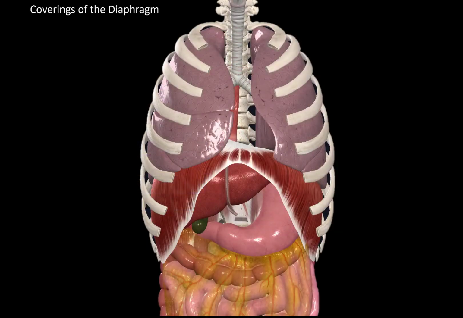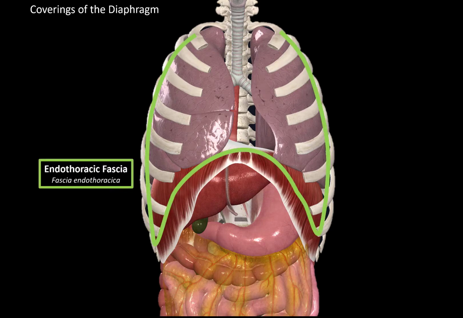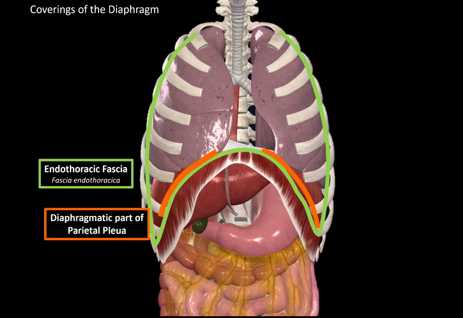Now, lastly, let's understand how the diaphragm is covered. The part of the diaphragm that faces the thoracic cavity is covered by the endothoracic fascia, which is the fascia that covers the internal lining of the thoracic cavity. And while doing so, the endothoracic fascia is going to have the diaphragmatic part, in which is going to go over the diaphragm and cover it as well. Another thing that's going to cover the diaphragm is the parietal pleura of the lungs. The part of the pleura that covers the diaphragm is called the diaphragmatic surface.